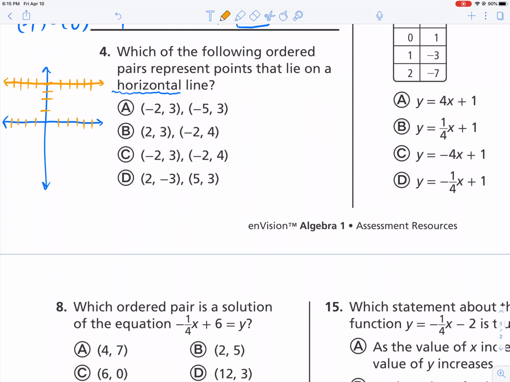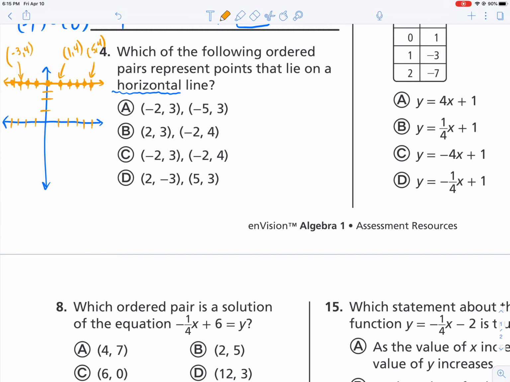I'll put little tick marks down here so I can see where these coordinates are. I want to see what they have in common. Say I pick this one right here: that's 1 to the right and up 4, so this is 1, 4. If I pick another one, over 2, 3, 4, 5, I end up with 5, 4. Or if I picked this one here, it would be negative 3, 4.